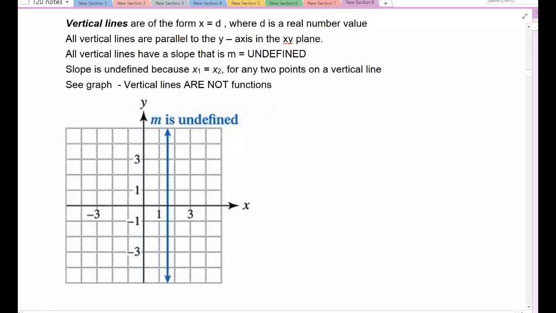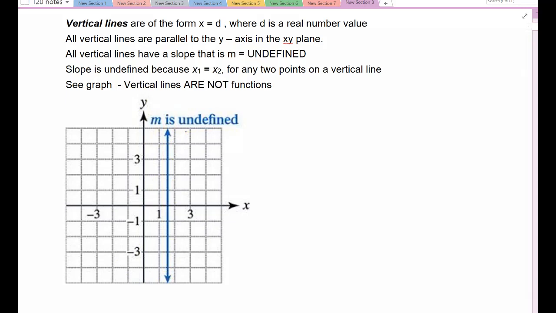Vertical lines are always of the form x equals a number, right? D just represents a real number value. So if you have a line that's represented by x equals a number, and again, it can be any real number value, that is a vertical line that's moving straight up and straight down. All vertical lines are parallel to the y-axis, and if you look at my example here, you'll see that this blue line is parallel to my y-axis. Always.